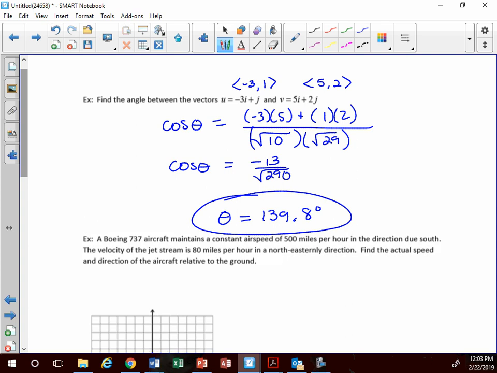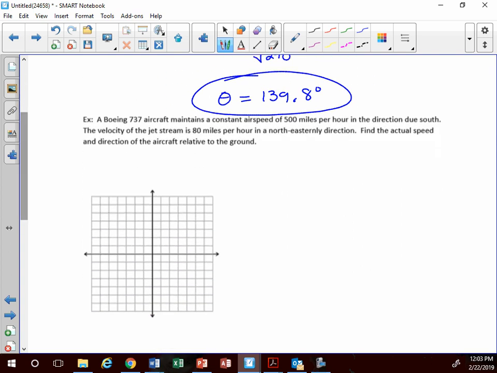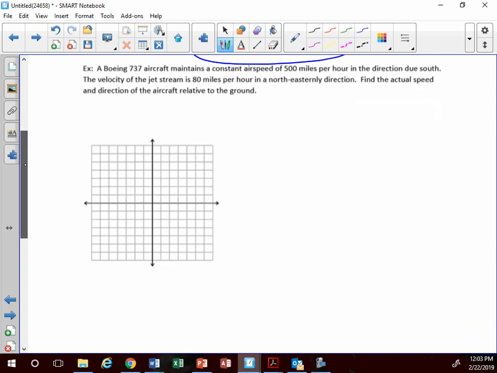Okay. All right. The word problem. This is not that bad. Don't get scared. There are words, you can do it. All right, so we have a plane. It is flying at 500 miles per hour, due south. What does due south mean?